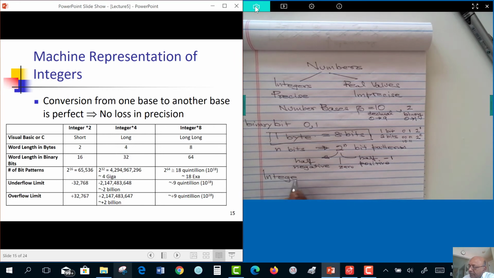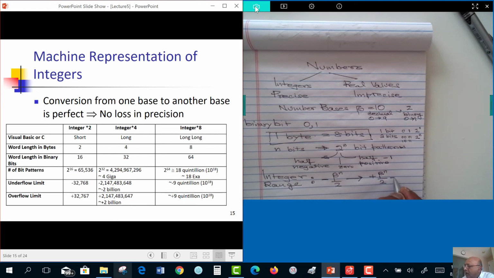So our integer range that we can represent in general would be: we have beta to the power n patterns, base to the power n patterns. Half of them are negative, the other half is positive. We are borrowing one of the patterns from the positive side to represent 0. So this is what is called the underflow limit. This is what is called the overflow limit.